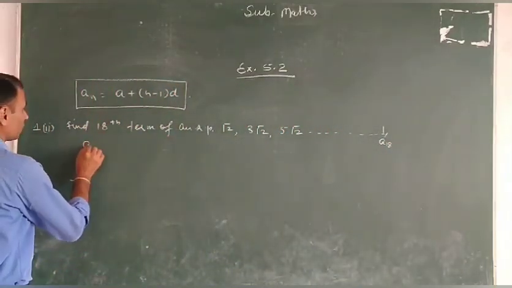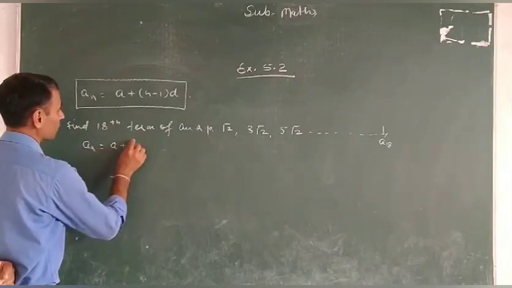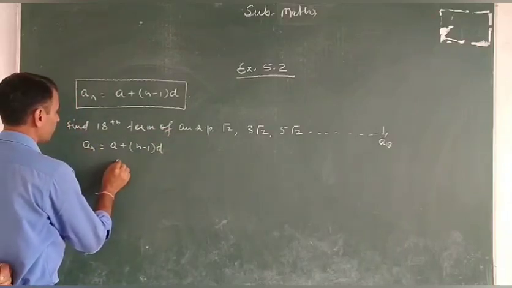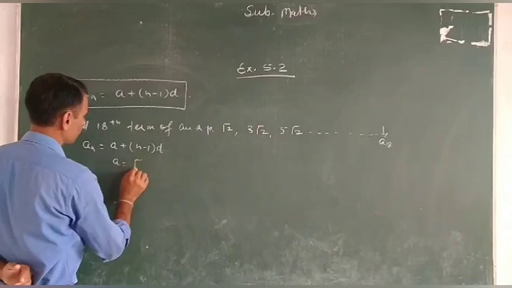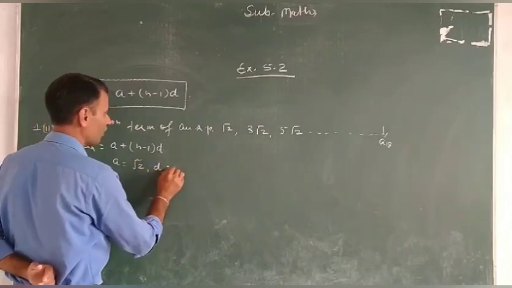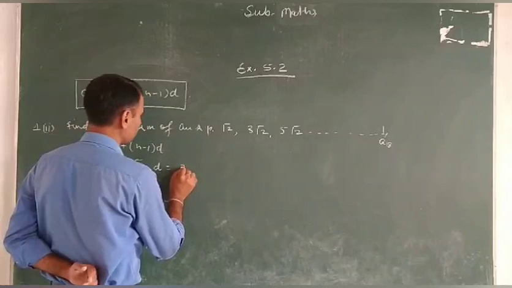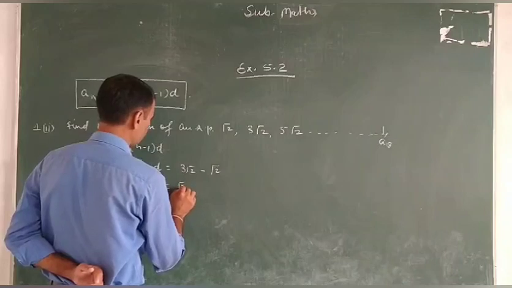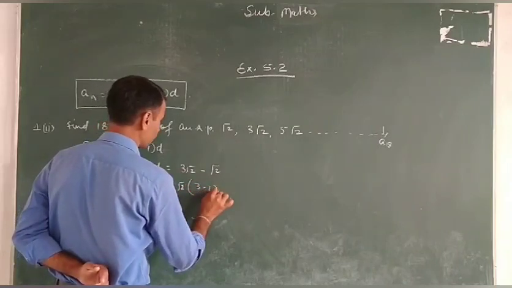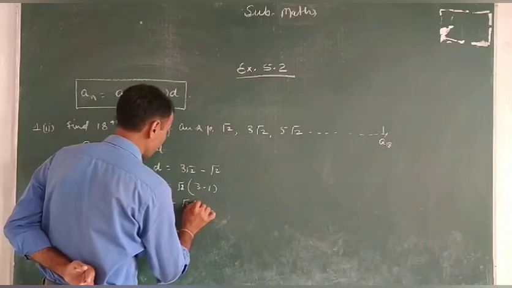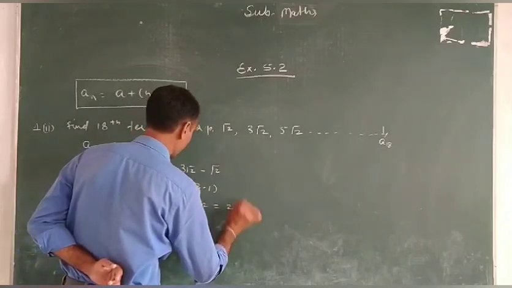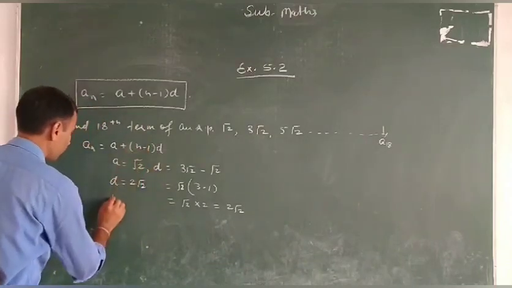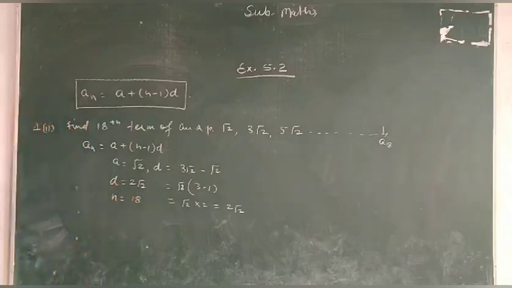To apply this formula, An equals A plus N minus 1 into D. Here A is equal to the first term, and it's root 2. D will be the common difference, that is the third term 3 root 2 minus the first term root 2. Taking root 2 common, 3 minus 1, so root 2 into 2, it's 2 root 2. So the common difference is 2 root 2 and the value of N is 18.